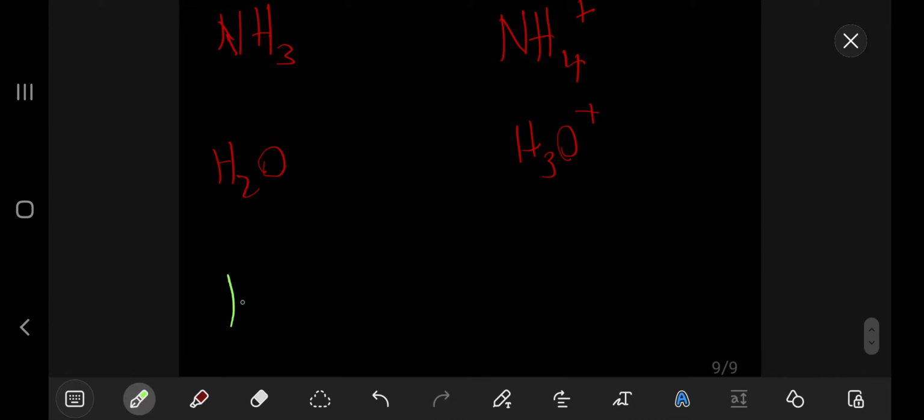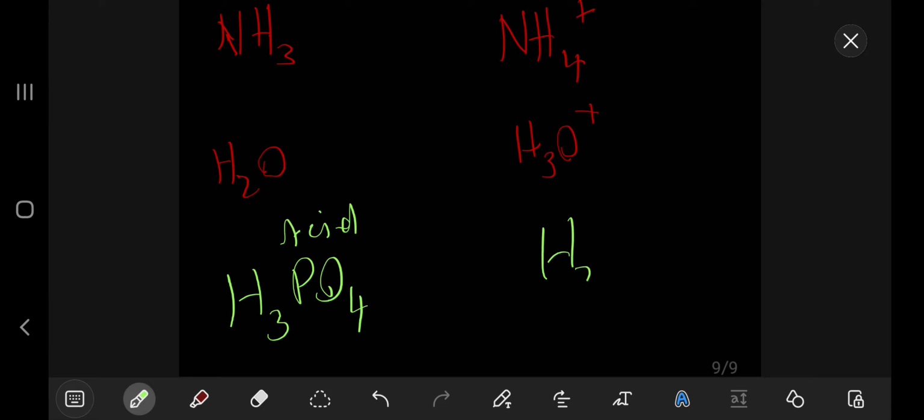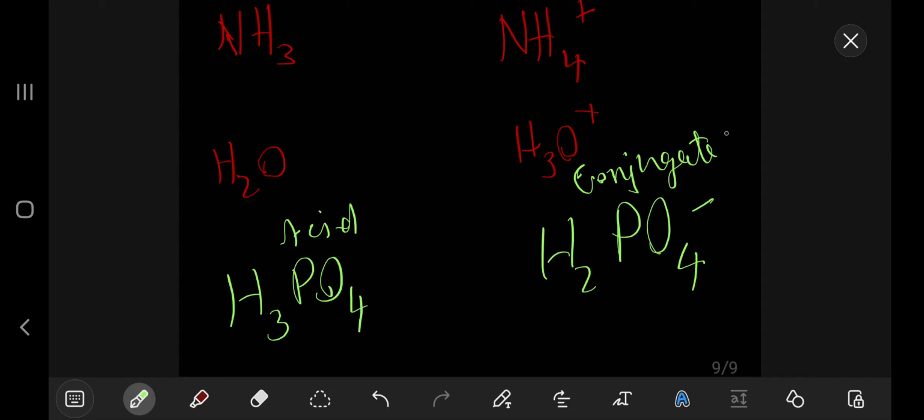But if they give you an acid randomly, for example H3PO4, this is the acid. They say find the conjugate base. If you want to find the conjugate base, you subtract one hydrogen. So this is the conjugate base. So that is how you find conjugate pairs.